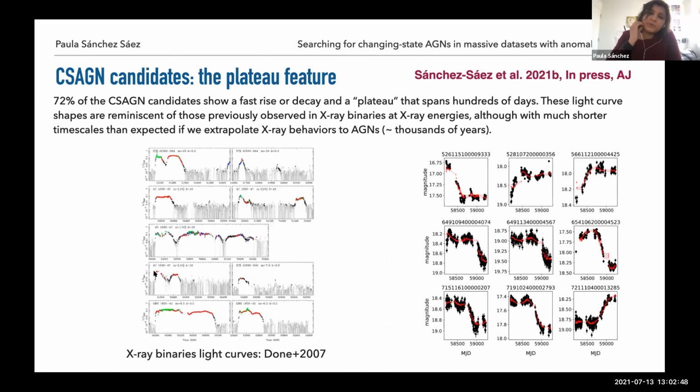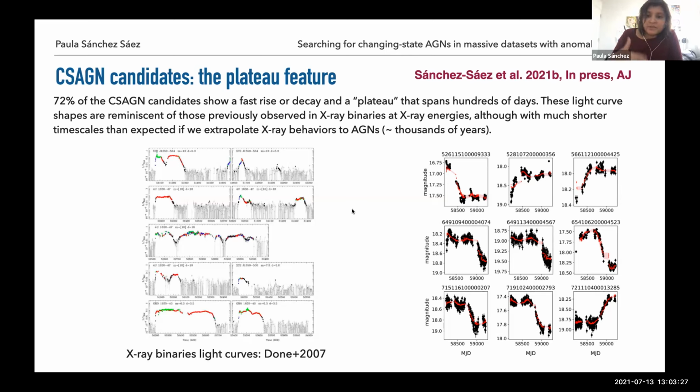And something interesting that we found is that a high fraction of our candidates show some shapes in their light curves that are reminiscent of those shapes that we see normally in X-ray binaries in the X-ray energies. And we call this the plateau feature. So this feature is characterized by a sudden increase or decrease in the light curve followed by a very constant light curve. So here, for instance, you have this drastic decrease, and then you have constant, or the opposite, you have constant and then a drastic decrease.